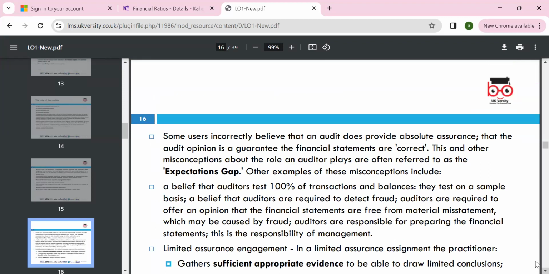So some incorrectly believe the audit does provide absolute assurance. No, that's not so. There can be an expectation gap, a misconception and belief that 100% of transactions and balances are tested. But it is on a sample basis, and the belief is that auditors are required to detect fraud and ensure the financial statements are free from material misstatements caused by fraud.